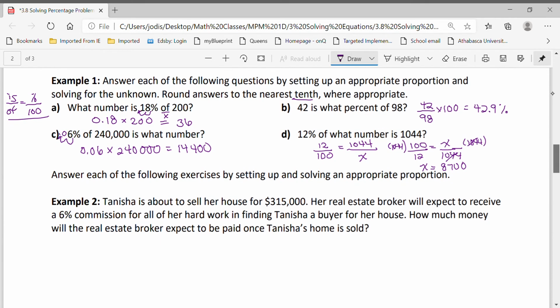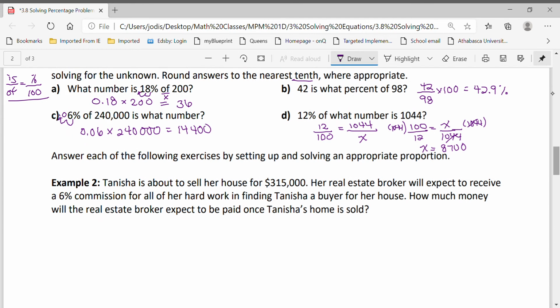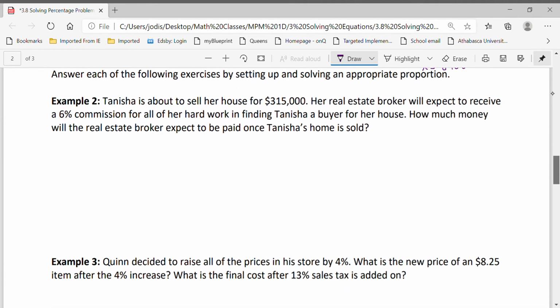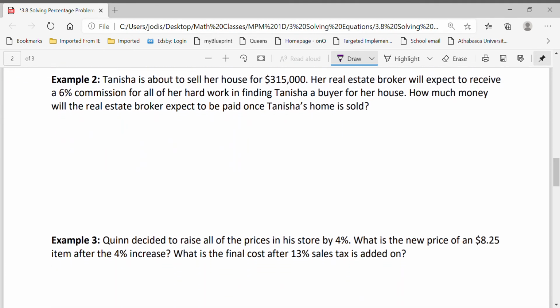All right, so the rest of these are word problem ones, more like real life examples that we would see outside of just math class. So Tanisha is about to sell her house for $315,000. Her real estate broker will expect to receive a 6% commission for all of her hard work in finding Tanisha a buyer for her house. How much money will the real estate broker expect to be paid once Tanisha's home is sold?